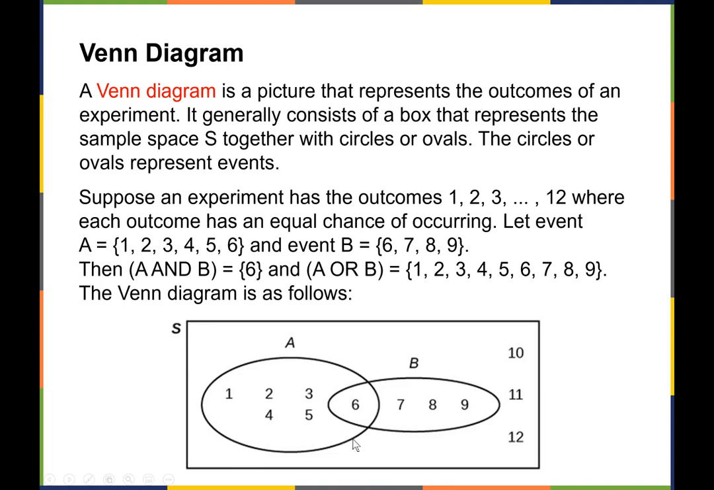And event B is 6, 7, 8, and 9. So all of those values are in event B. A and B is 6. So the number 6 is in both A and B. It's in their intersection. And A or B is anything in all these. And then the ones that are not in A or B are 10, 11, and 12, and they are drawn outside the two circles.